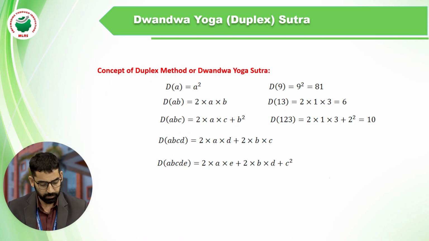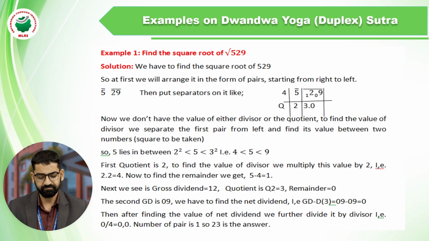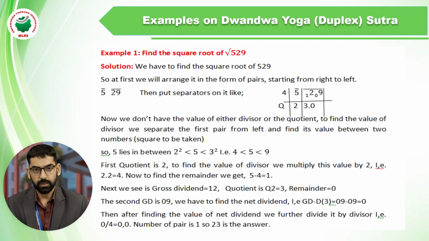Let's take the first example. If we have to find the square root of 529. Students, you should be well aware that 529 is a 3-digit number, and we are here to find the square root of this number. As I have already told you, the first thing you can do is take this number in the form of pairs. So I have written it over there.